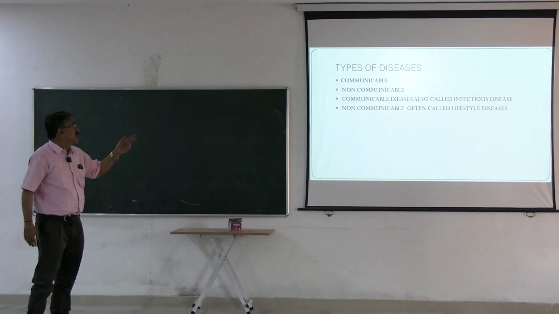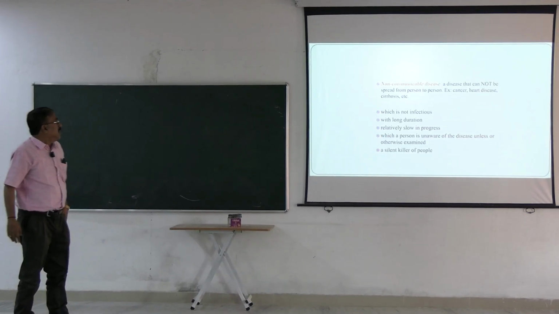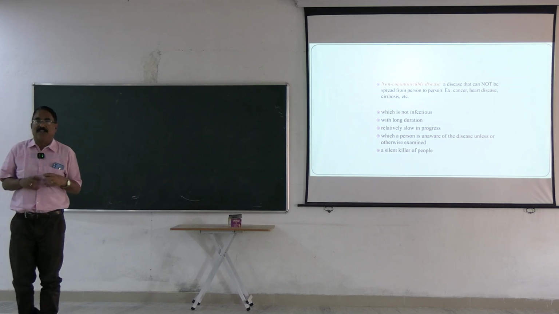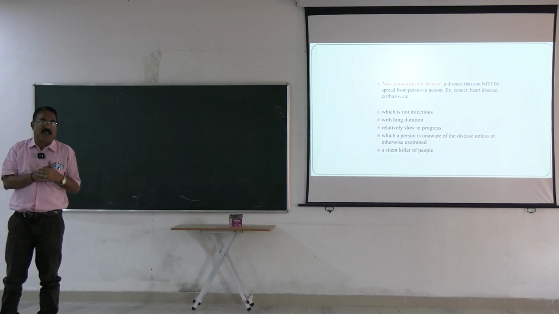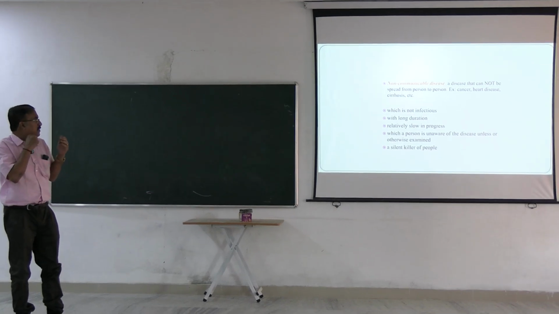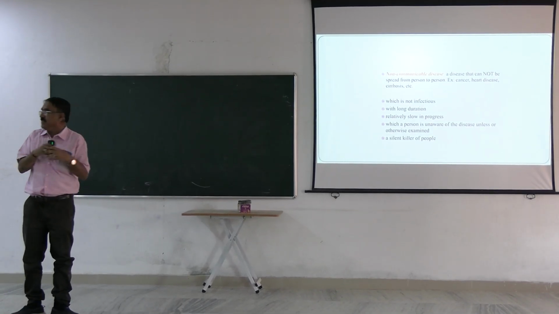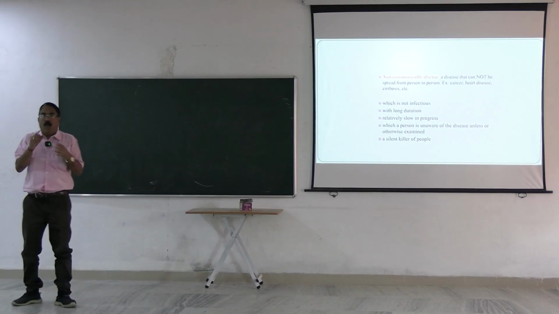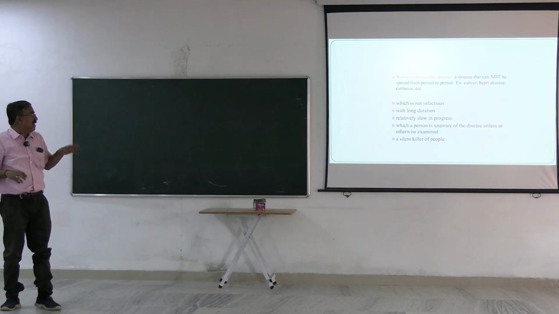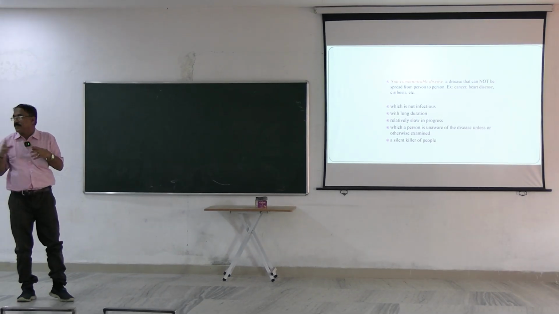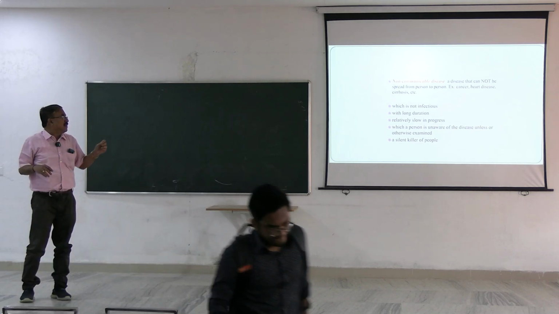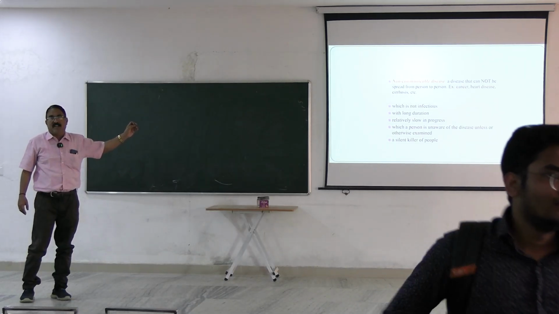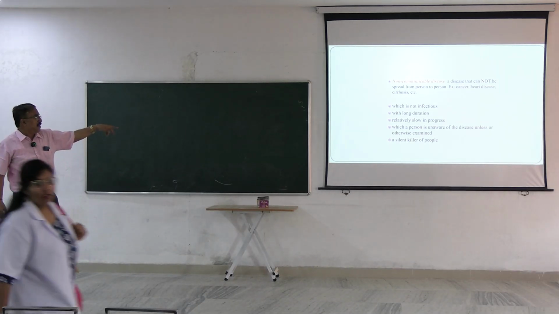They are also called lifestyle disease. Non-communicable disease cannot be spread from person to person, and it takes a long time. Also, the person is unaware of the disease until he gets the infection. He gets the thing, and it's a silent killer of people. Okay. So these are the key points regarding non-communicable disease.